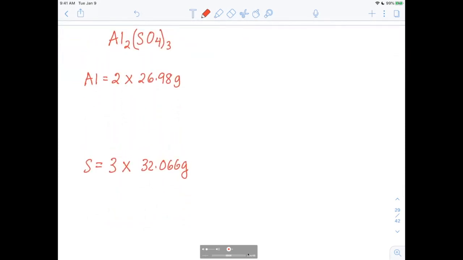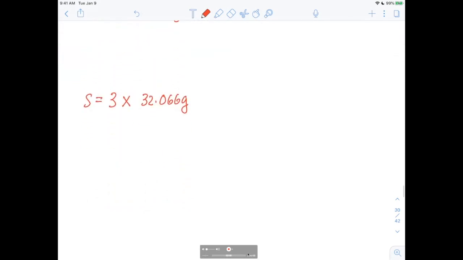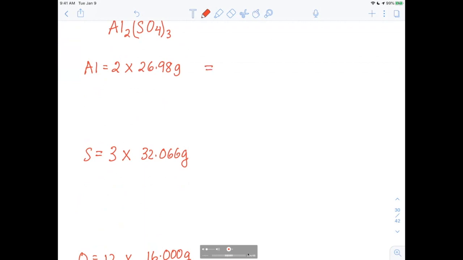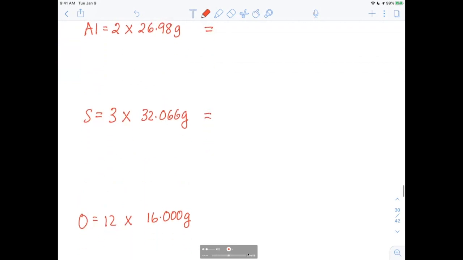Okay, then moving on. Oxygen, 4 times 3, right? So we do have a lot of oxygen. 4 times 3 is what? 12. And each oxygen contributes about 16 grams. Okay? So let's see the contribution of each of these elements as part of a whole compound.